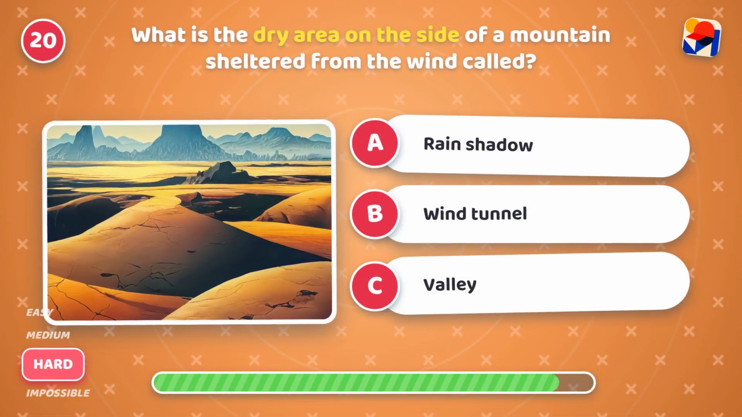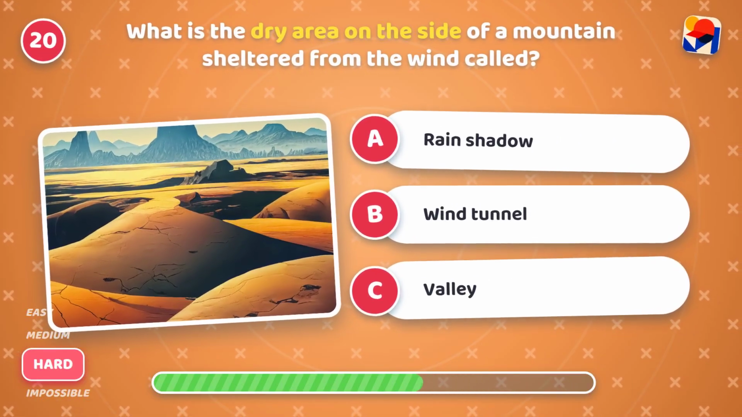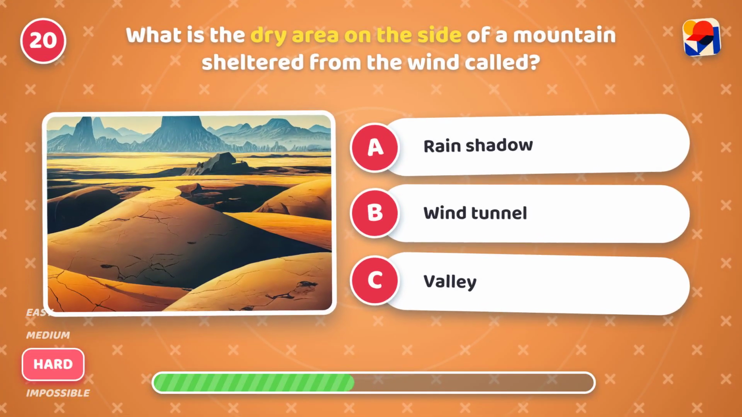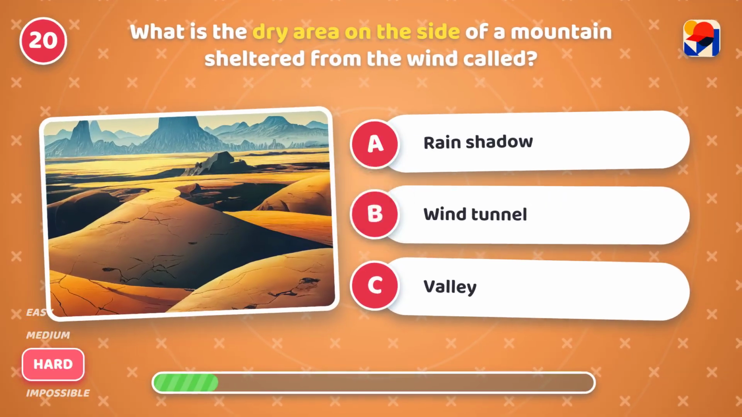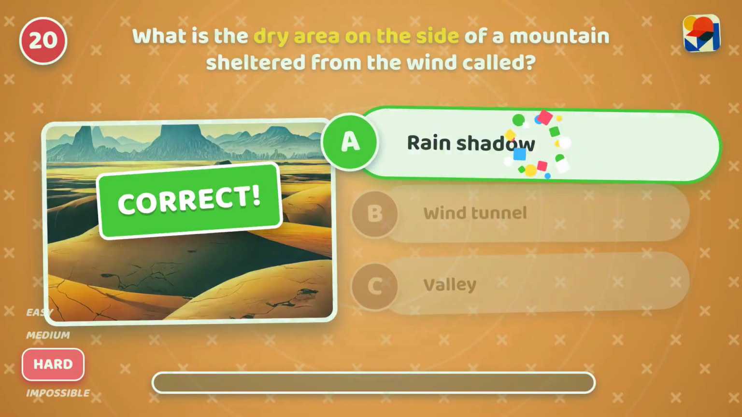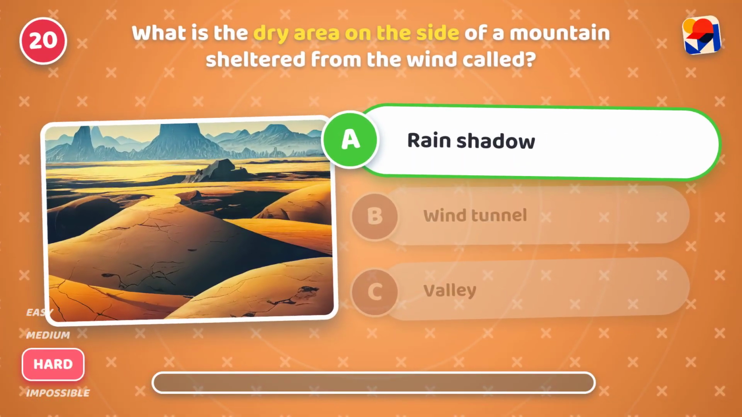What is the dry area on the side of a mountain sheltered from the wind called? Is it A, rain shadow, B, wind tunnel, or C, valley? It's A, rain shadow. Mountains block rain-producing weather systems.